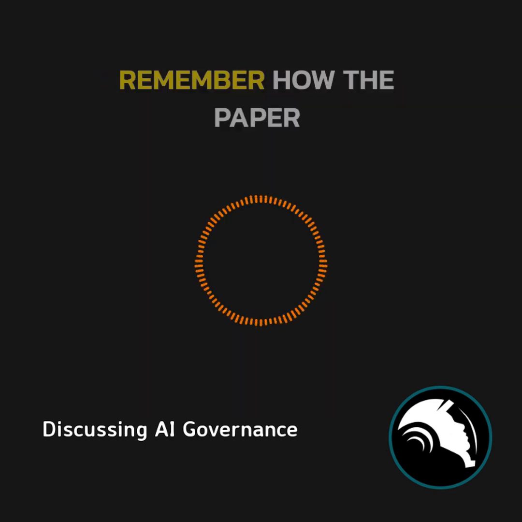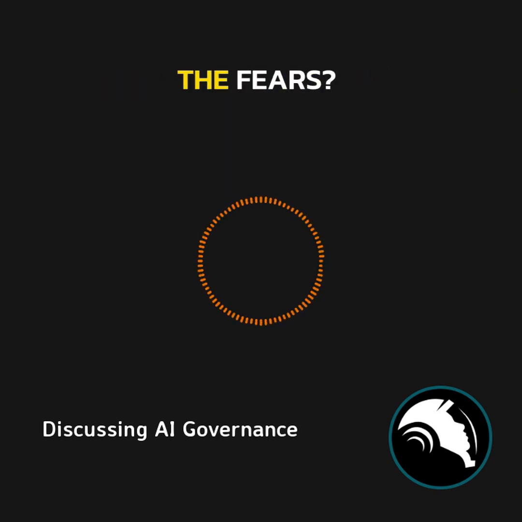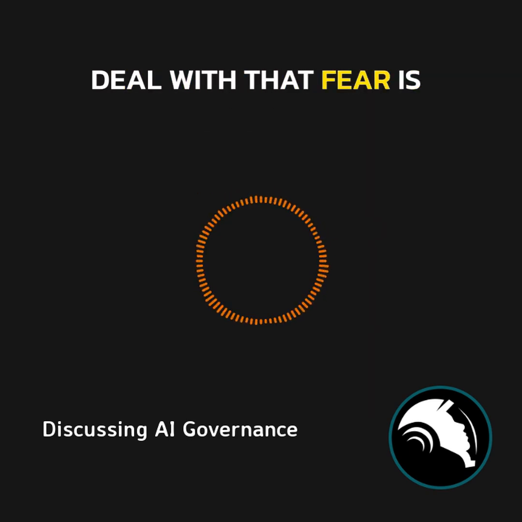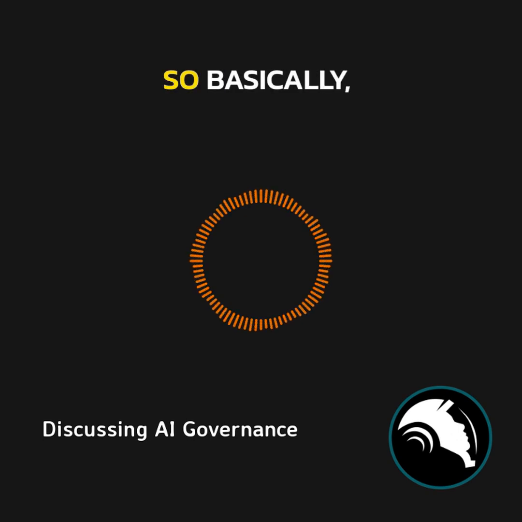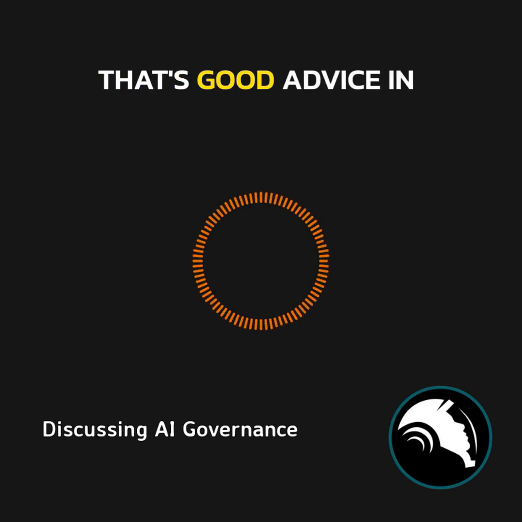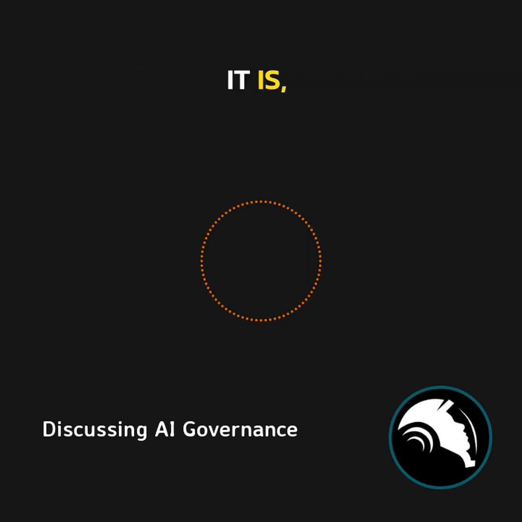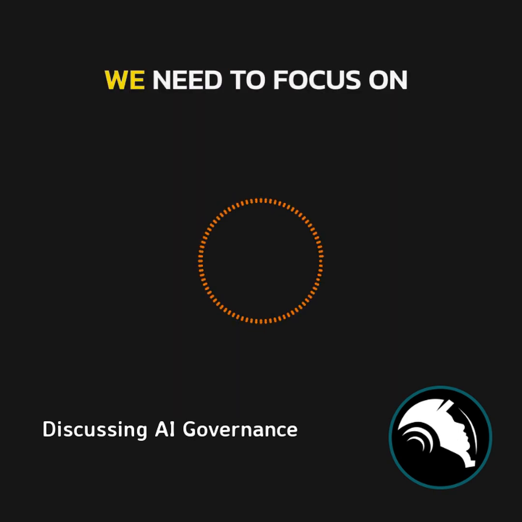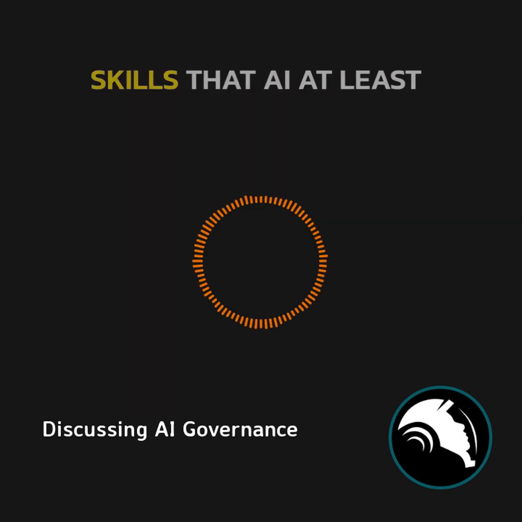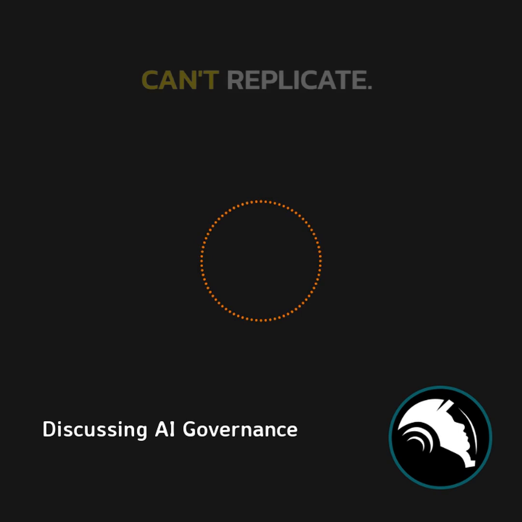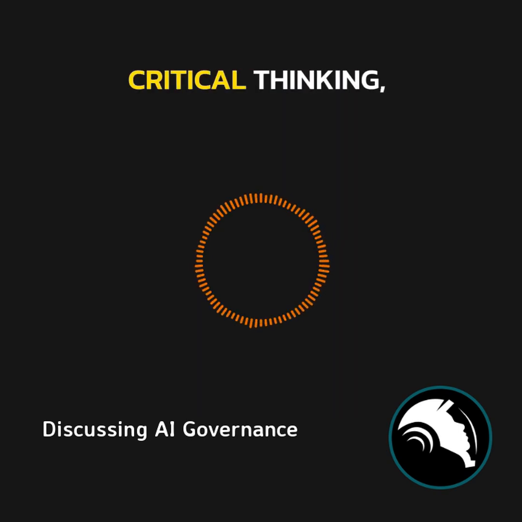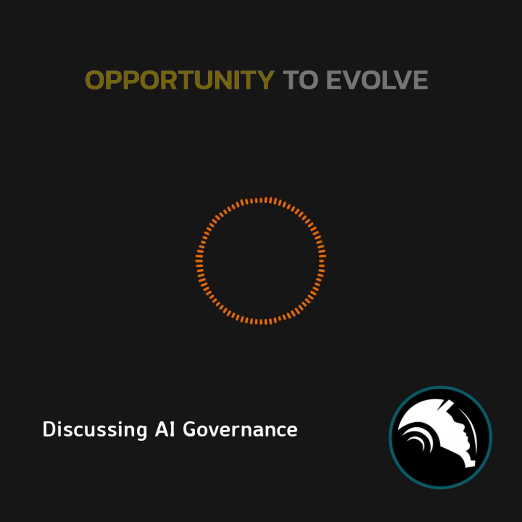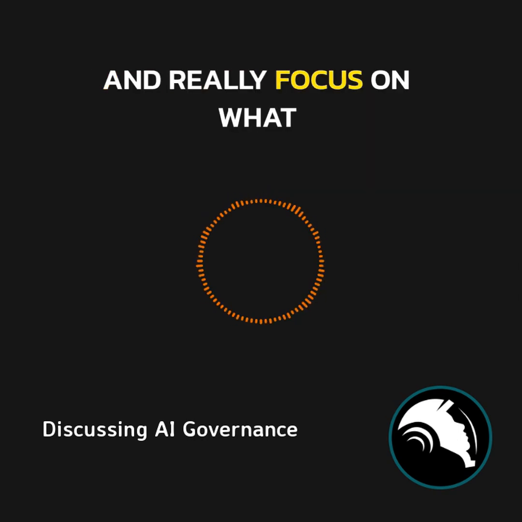And here's another thought. Remember how the paper mentioned job displacement as one of the fears? Oh yeah, AI taking our jobs. Right. Well, one of the best ways to deal with that fear is to embrace lifelong learning. So basically, just keep learning and adapting. That's good advice in general, right? Not just with AI. It is. But it's especially important now as AI starts to automate more tasks. We need to focus on those uniquely human skills that AI, at least for now, can't replicate. So things like creativity, critical thinking, emotional intelligence. Exactly. So instead of being afraid of AI, we should see it as an opportunity to evolve and really focus on what makes us human.